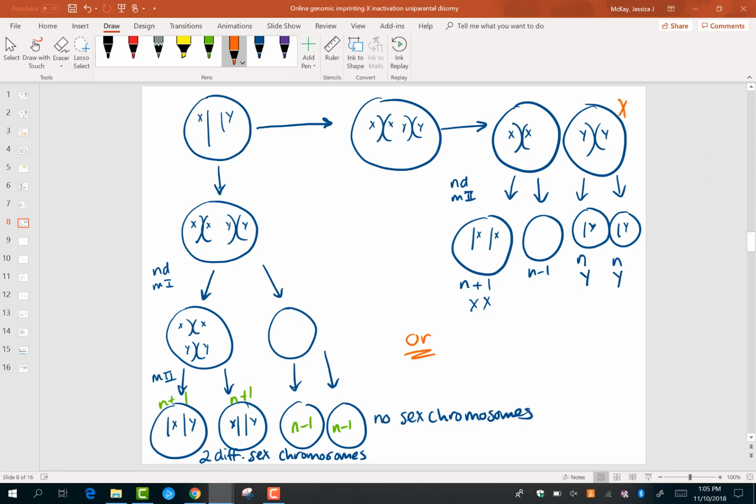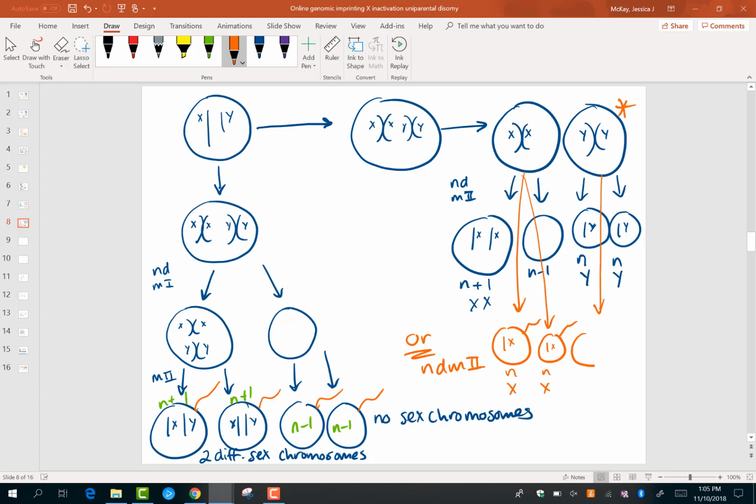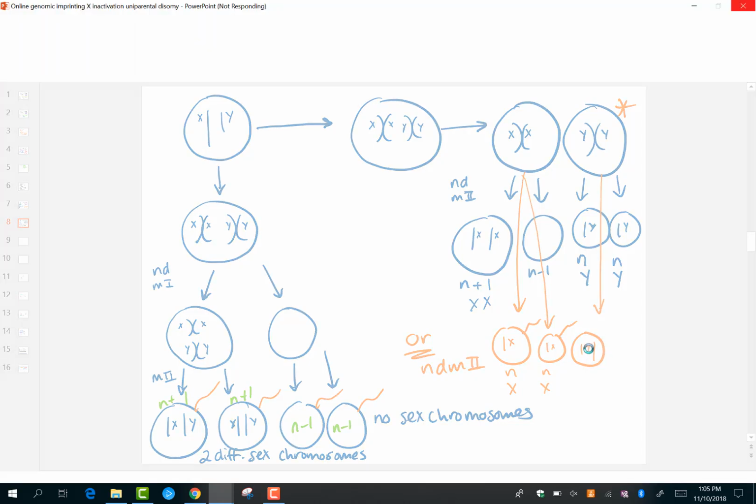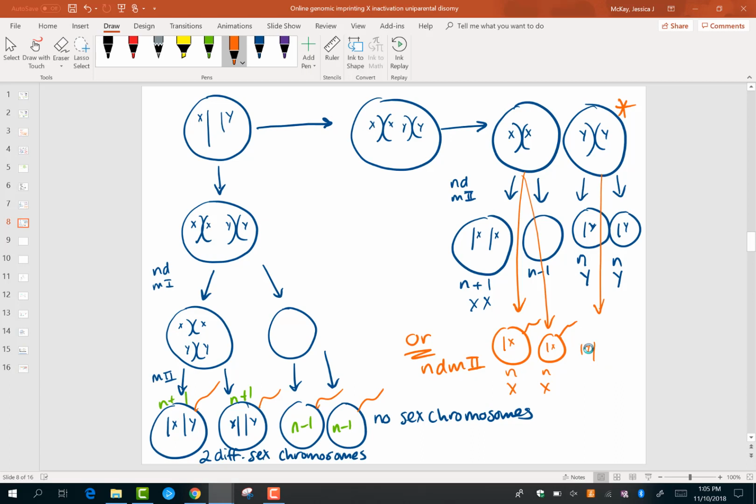Or you could have non-disjunction meiosis 2 for the Y. So that means the X, this cell with the X chromosomes splits normally, so you have a normal N haploid X sperm. I think these little spermies. But you could end up with a sperm that has, I'm running out of room. Hold on. Why this thing doesn't like me. Bigger. N-1, and this one has 2 Y chromosomes.